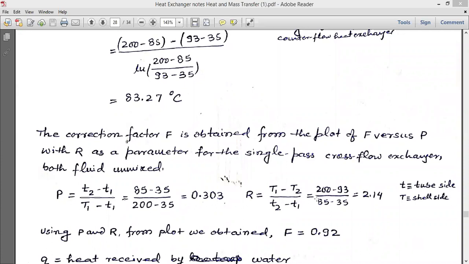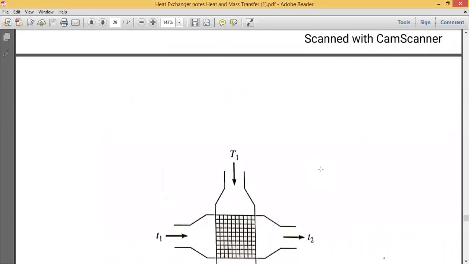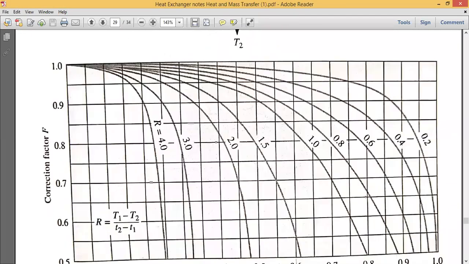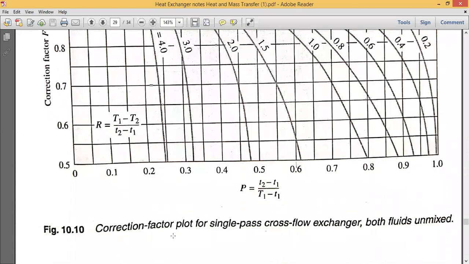Now we will move on to the graph, the plot. You can find it in the data handbook. This is the correction factor plot for a single pass cross flow heat exchanger, both fluids unmixed. If one fluid is mixed and the other is unmixed, that has a separate plot. Here we have assumed a single pass cross flow exchanger in which both fluids are unmixed. So this is the plot.